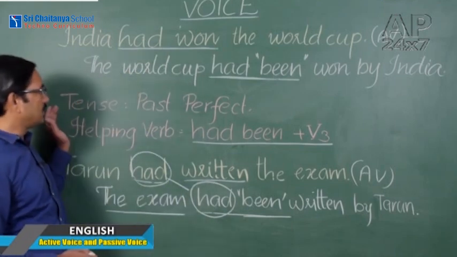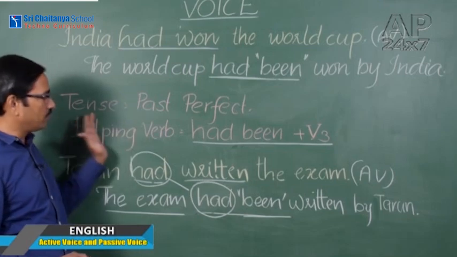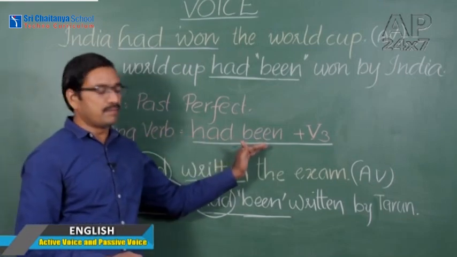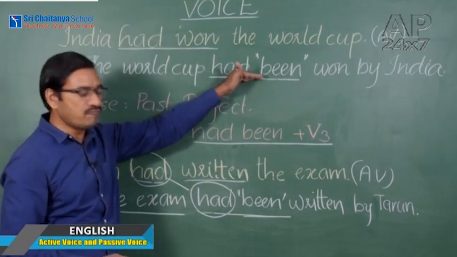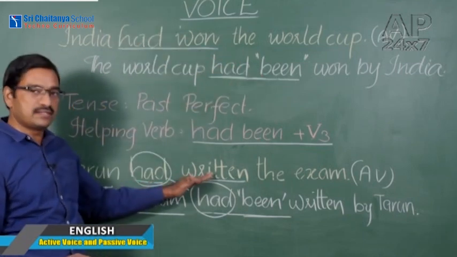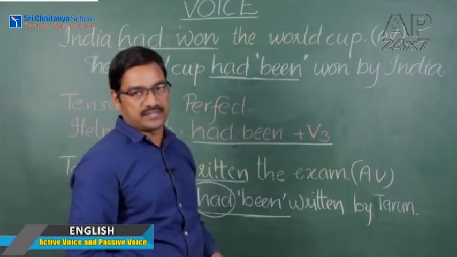So once again, the tense we are discussing now is past perfect tense. The helping verb we used is had been plus V3. So once again, had one became had been one. Had written is changed into had been written. That is past perfect tense.